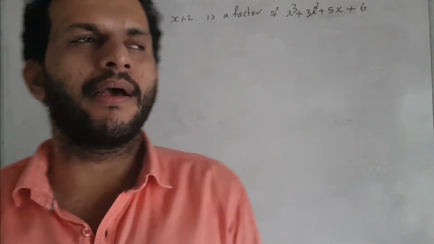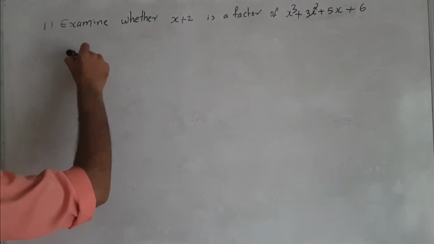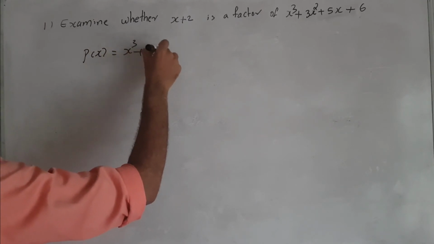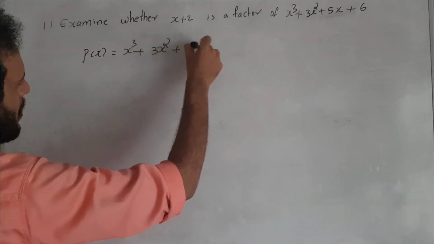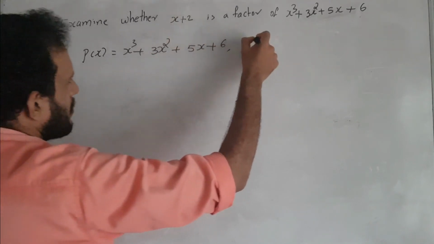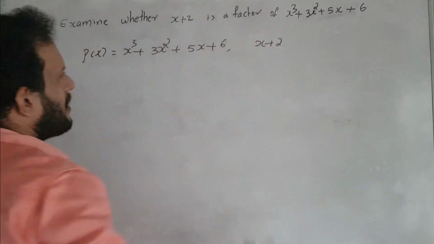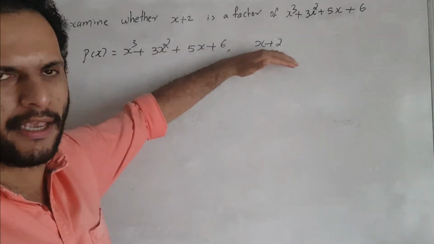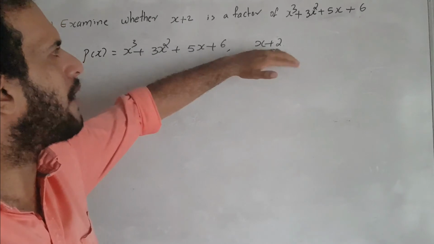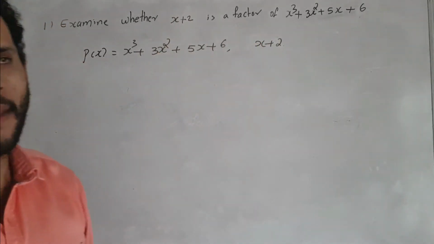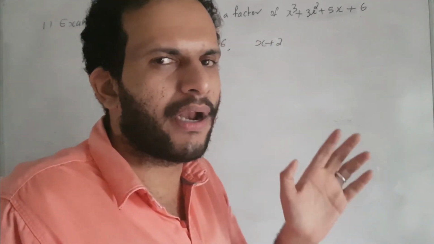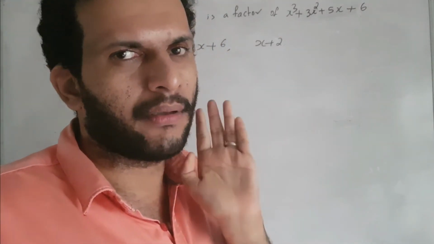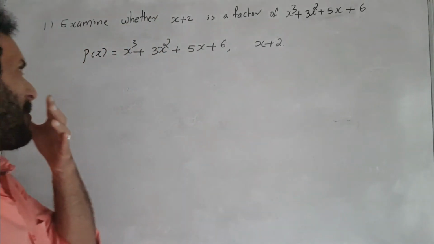Okay, so we start like this, by writing one name. P of x is equal to x cube plus 3x square plus 5x plus 6. What is the second polynomial? It is x plus 2. Okay, then what is the question? If we divide p of x by x plus 2, and we get the remainder 0, then we conclude x plus 2 is a factor. Right? If the remainder we get on dividing p of x by x plus 2 is 0, then we say it is a factor. Otherwise it is not a factor.